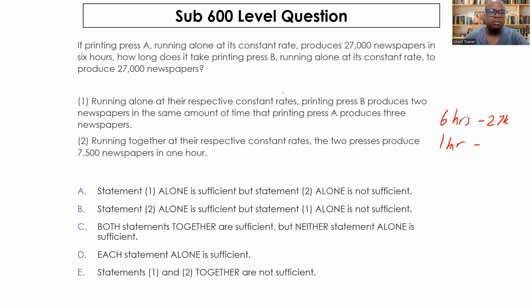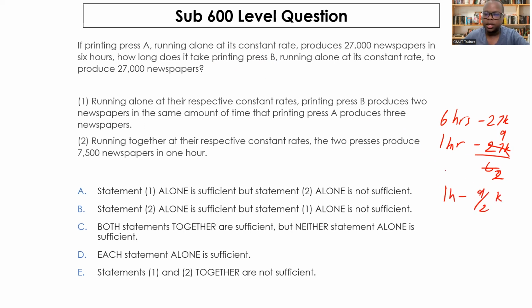How much is it? That's the rate that we need to get. In data sufficiency, I give much emphasis to focusing on the question stem before going to the statements, by understanding it as much as possible. That way you can know what would constitute sufficiency and what does not. If in 6 hours it does 27,000, then in 1 hour it will do 27K divided by 6. Dividing by 3 gives 9 over 2K. So in 1 hour it will do 9 over 2K prints.